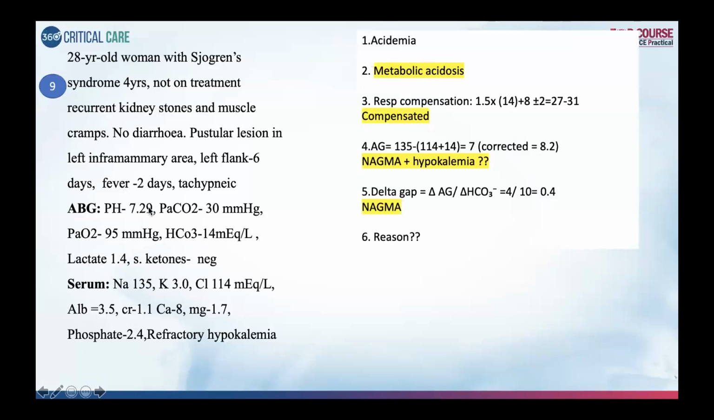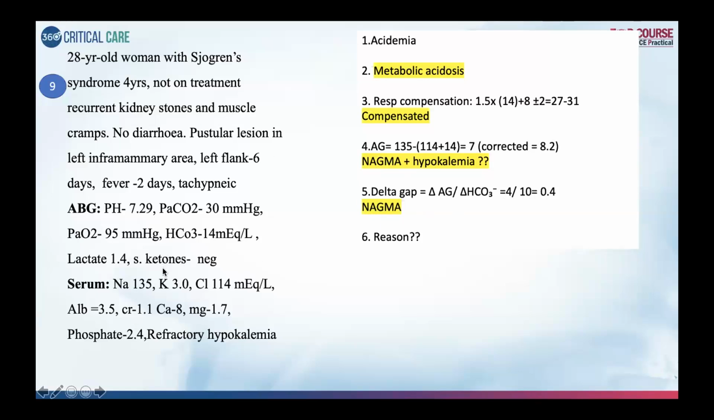So obviously acidemia, metabolic acidosis, compensated. And then when you calculate the anion gap, the anion gap is 7. Whenever you have a low anion gap, you always have to correct it for the albumin, especially when you have a low anion gap, you will have to make the correction appropriately. So even after correction, it is a normal anion gap metabolic acidosis. Delta gap is also 0.4, which denotes a normal anion gap metabolic acidosis.